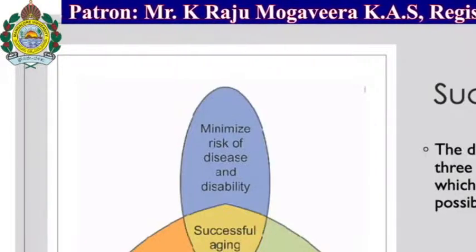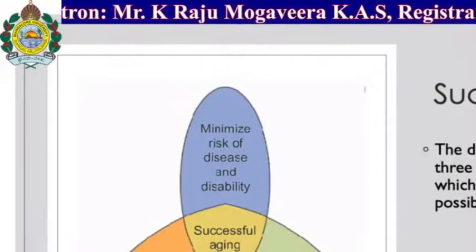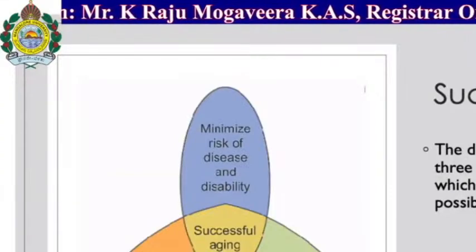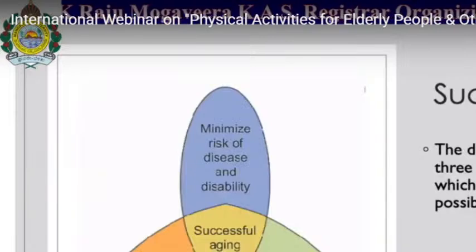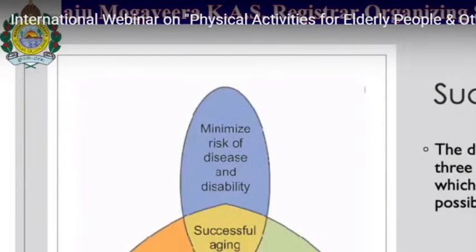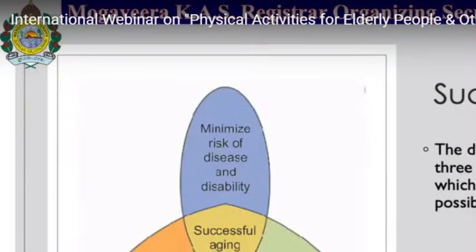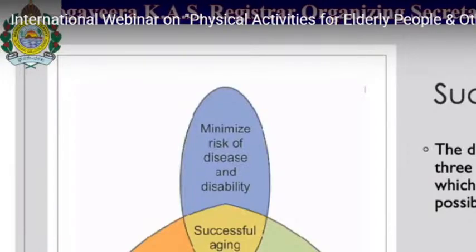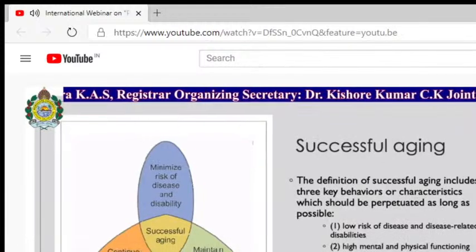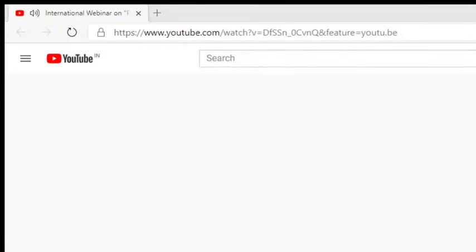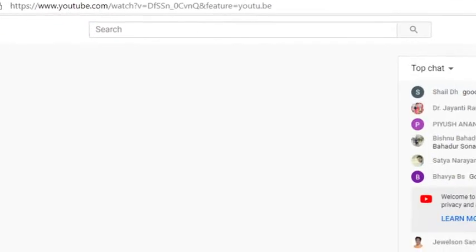So not only the biomedical aspects of activity and nutrition to minimize that risk of disease and disability and maintain that high function, but also being able to use that function to engage with life and in activities that actually make their life very rewarding, or what we call optimally subjective well-being. Okay?